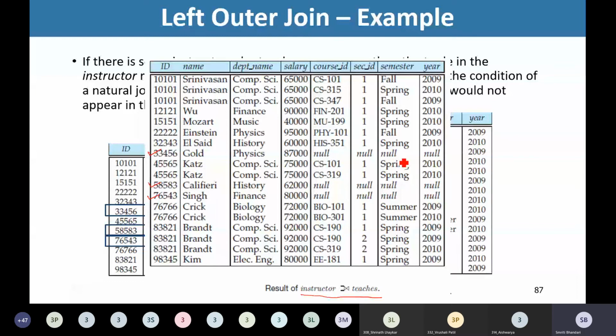But as there are no matching tuples in the right hand side relation, whichever are the attributes from the right hand side relation, those will be replaced with null values. So these four attributes belong to the right hand side relation for which there is no match, and that is why those attributes are being replaced with null values. See here, left hand side relation data is available, but there is no match in the right hand side relation. So these attribute values are replaced with null. So this is how our left outer join works.